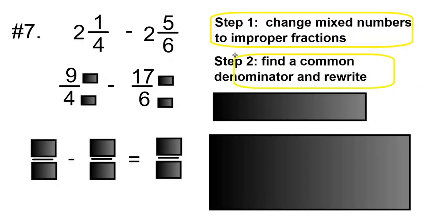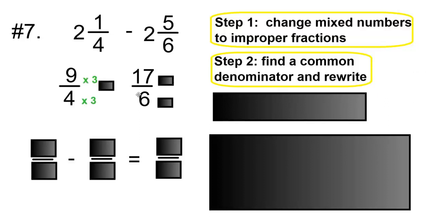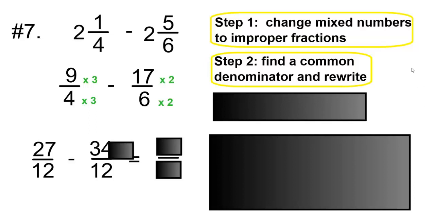Step 2, find a common denominator and rewrite. So what's common to 4 and 6? That would be 12. So 4 times 3, multiply the numerator by 3 as well. 4 times 3 is 12, and 9 times 3 is 27, minus. And 6 times 2, multiply the numerator by 2 as well. 6 times 2 is 12, and 17 times 2 is 34.